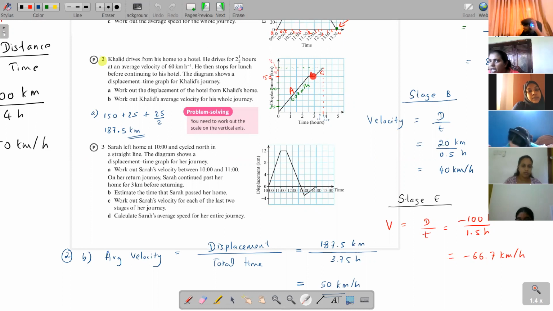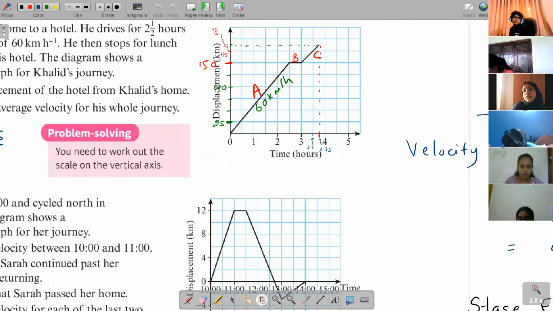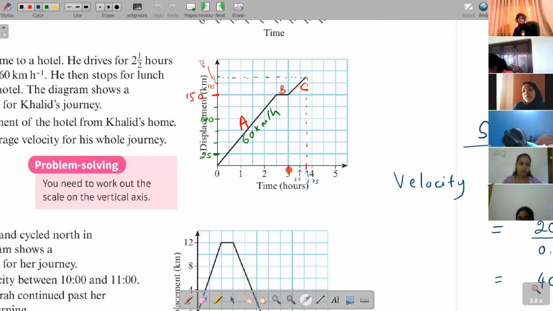Now if they say find the average velocity excluding the stops, then what you're saying is correct. I think what you've done here is from 3.75 you have subtracted this half an hour. The time is 3.75 because this is the middle of 3 and 4, 3.5, and this is the middle of 3.5 and 4, 3.75.